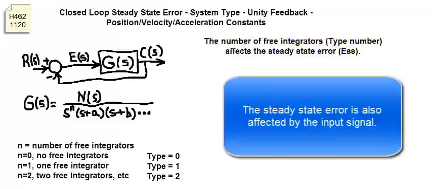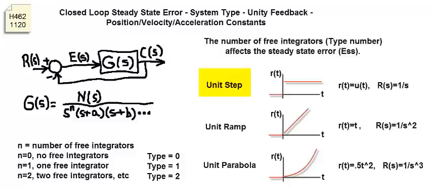The steady-state error is also affected by the input signal. Input signal might be a unit step, or a unit ramp, or a unit parabola. These are standard inputs. These are the graphs of those signals, and the time domain equations for those signals, and the Laplace transforms of those signals, the s-domain versions.